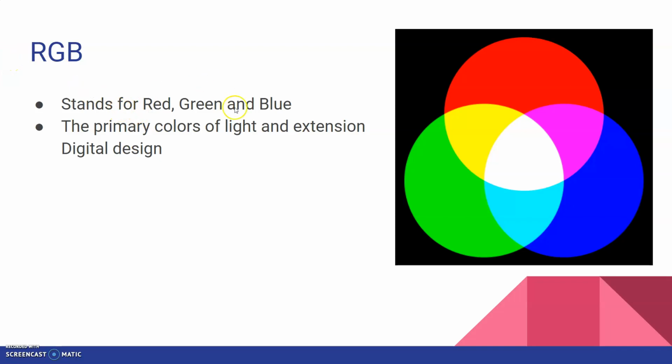RGB stands for red, green, and blue. They're the primary colors of light and, by extension, digital design. All the cells on any screen, TV, phone, tablet, monitor, they have cells in them that are just little lights of red, green, and blue beside each other that shine at different intensities to create yellow, cyan, purple, and white. Black is very hard to get perfect on TV screens, so that's that.